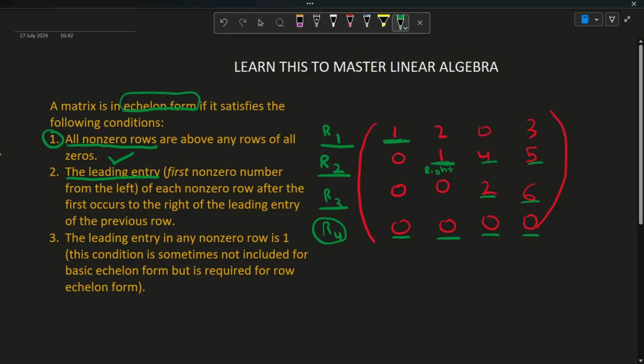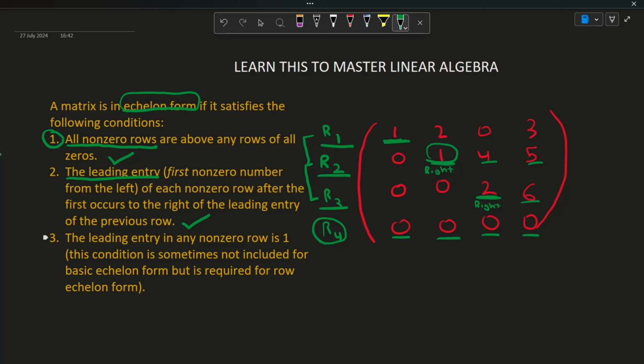And it is, so the rule holds true for row 1 and row 2. Now let's look at row 2 and row 3. What is the leading entry for row 3? It's this 2 right here, because it's the first non-zero entry. Now this 2 has to be to the right of this 1 right here. And it is. So this condition holds true for row 3 and row 2 as well. And row 4 has no leading entries because it doesn't have a non-zero number. So the second rule is also satisfied, which means that this matrix satisfies the first two rules.